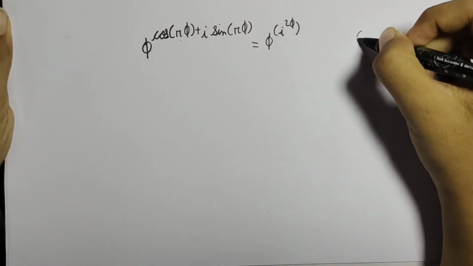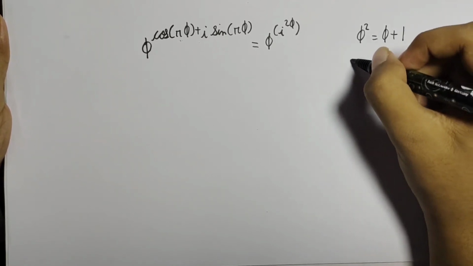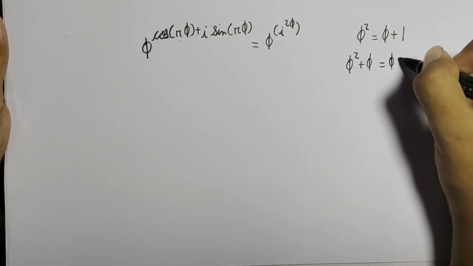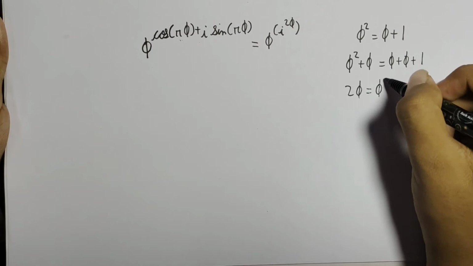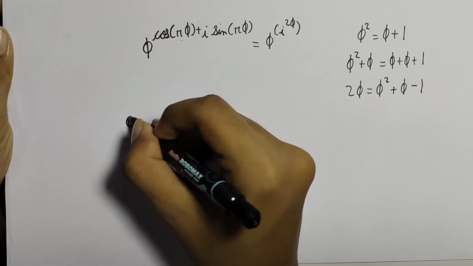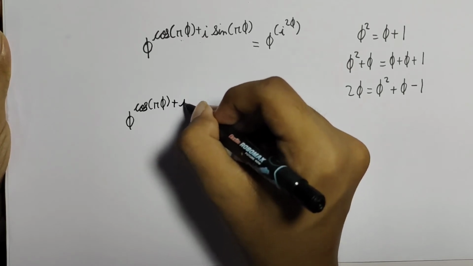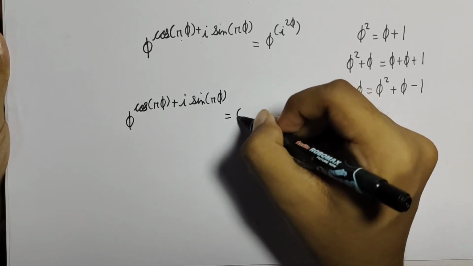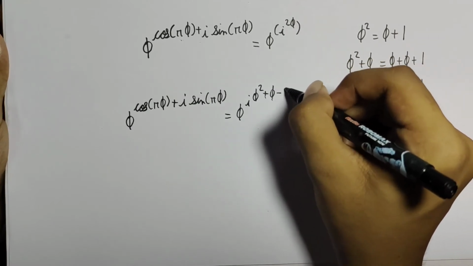Now we know that φ square is equal to φ plus 1. Now adding φ on both sides, so φ square plus φ is equal to φ plus 1. So 2φ is equal to φ square plus φ minus 1. So cos of πφ plus i sin of πφ is equal to i to the φ square plus φ minus 1.